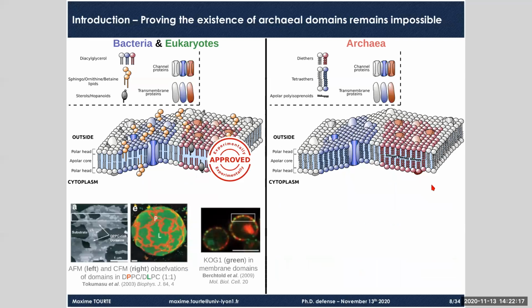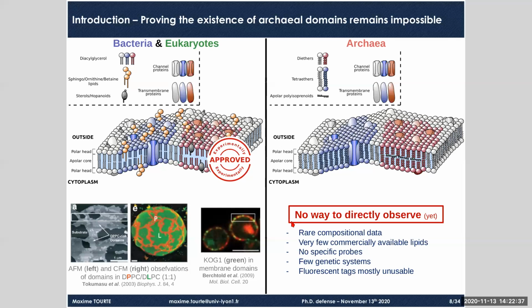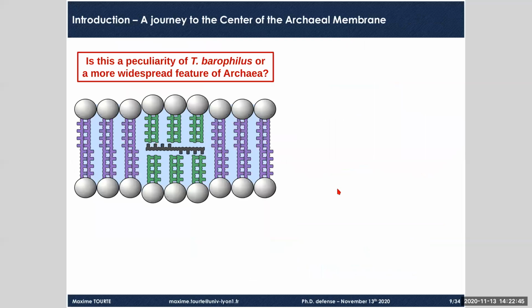Unfortunately, while in bacteria and eukaryotes we have means to directly observe the structural organization of the membrane into different domains, for instance, using fluorescence microscopy, tagging either lipids or specific proteins, we don't have this means in Archaea, so we don't have any direct way to observe membrane organization in Archaea. But to circumvent this limitation, and look at our main objective, we used the lipid composition in order to infer the membrane organization in Thermococcus barophilus and other Thermococcales.